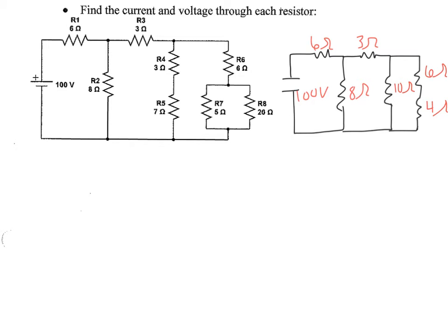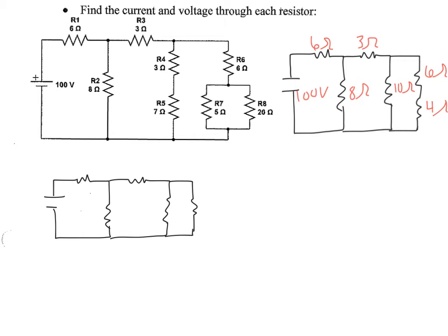Okay, so now I'm just going to redraw it combining these two. The more steps you take, the better off you are in terms of not making mistakes. Okay, so we've still got 6 ohms. This was 100 volts. 8 ohms. 3 ohms. 10 ohms. And then 6 plus 4 is 10 ohms.